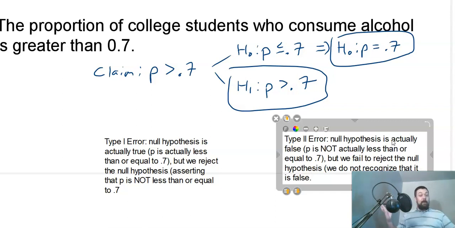We're just saying hypothetically. If we happen to make a type 1 error, hypothetically, what would that mean? It would mean that the null hypothesis actually was true, but we rejected it as false. And hypothetically speaking, if we made a type 2 error, it means that the null hypothesis is false, but we failed to reject it, even though it was actually false.